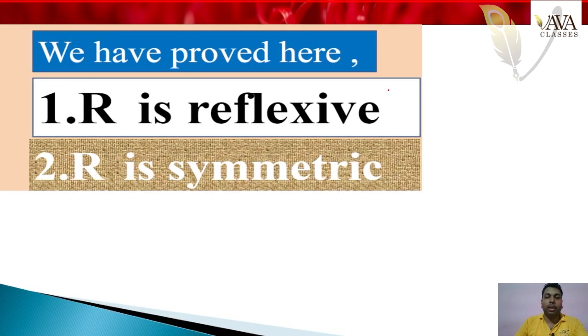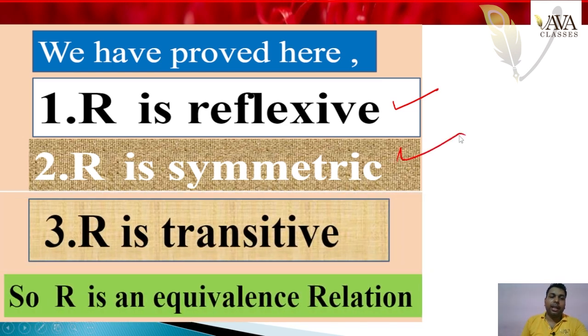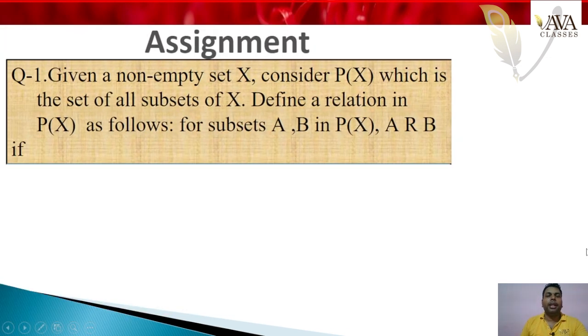Now we have proved here R is reflexive, R is symmetric, and R is transitive. So R is an equivalence relation, students. Now we'll solve another assignment here.